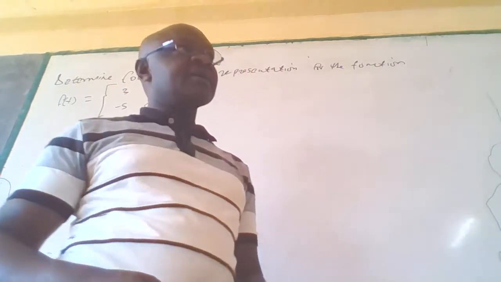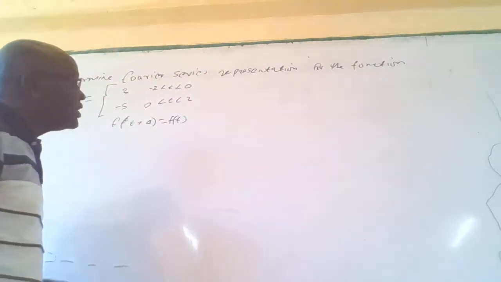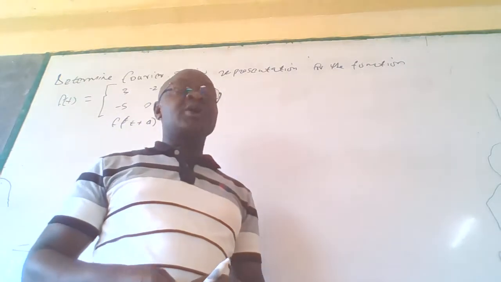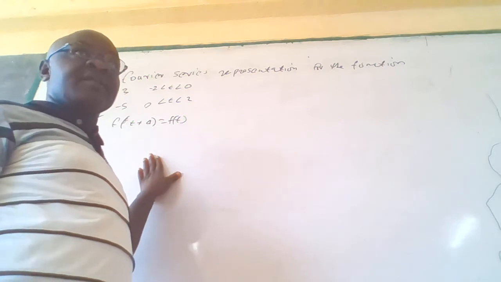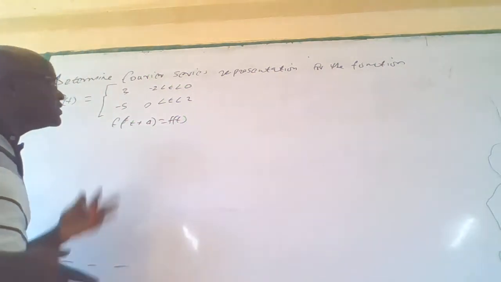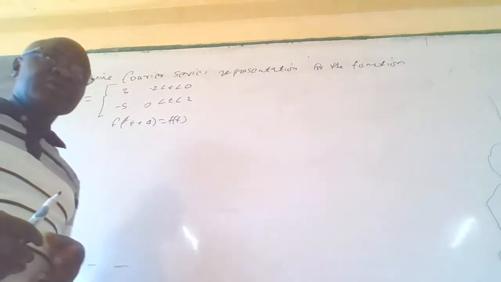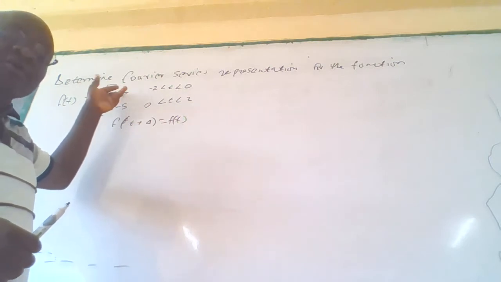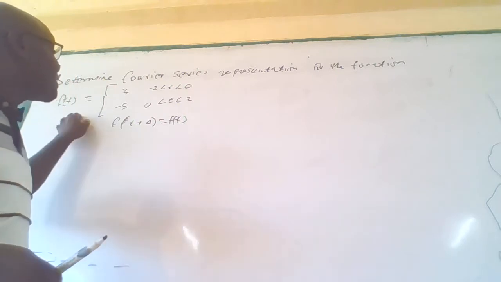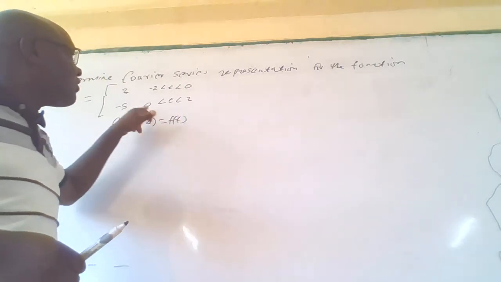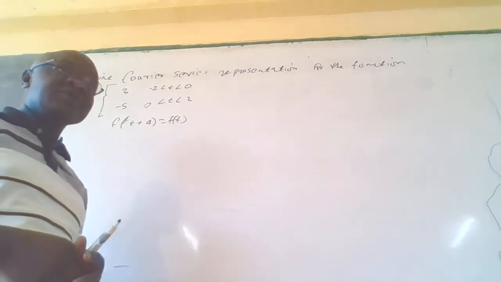Welcome to this discussion. We have this question on the whiteboard. It's a question from Fourier Series. Determine the Fourier Series expression of the function f of t equals 3 in the range from -2 to 0, and f of t equals -5 from 0 to 2, and f of t plus 4 equals f of t.